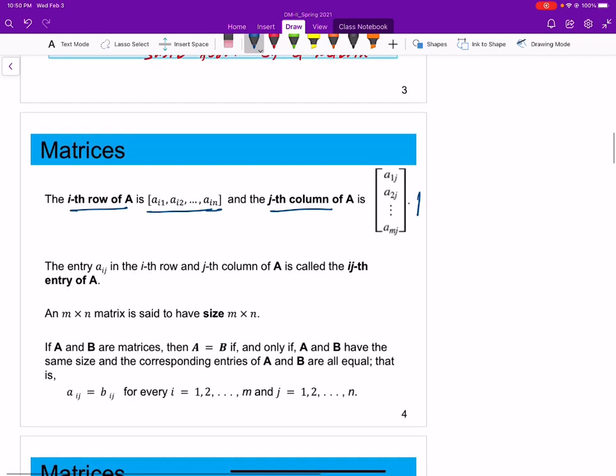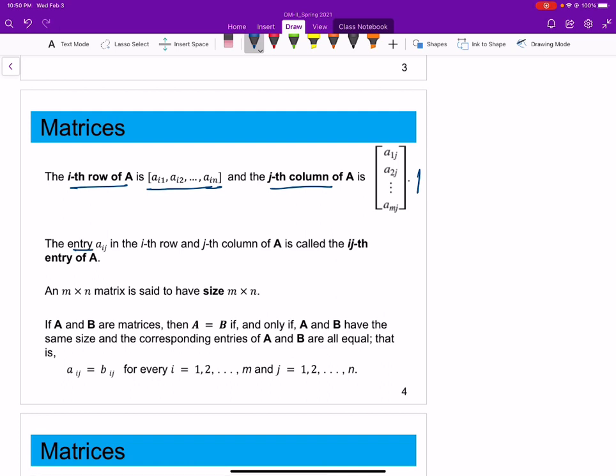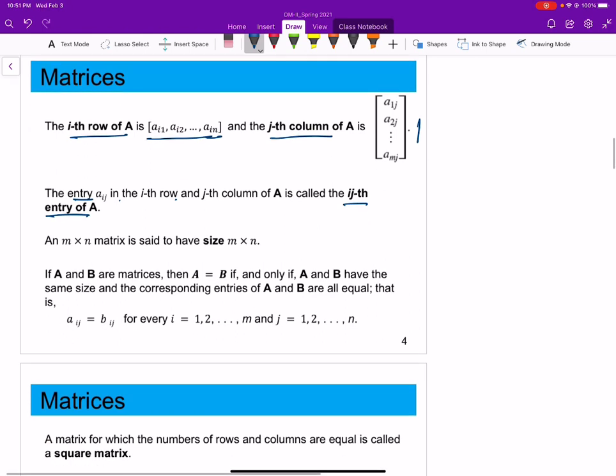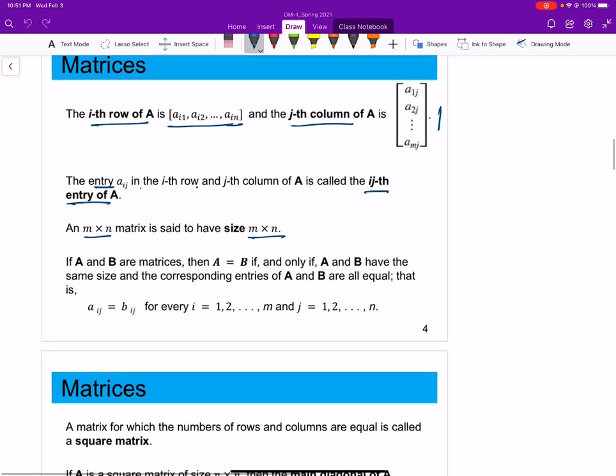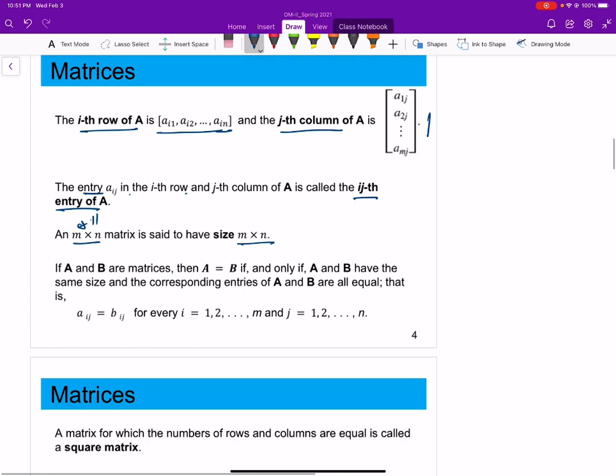The entry aij in the ith row and the jth column of A is called the ijth entry. These are just technical terms. An m by n matrix is said to have size m by n. If the matrix has m rows and n columns, we say the size of the matrix is m by n. This m is the number of rows, and this n is the number of columns.